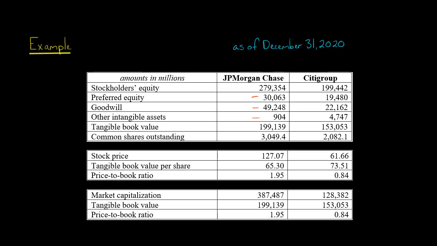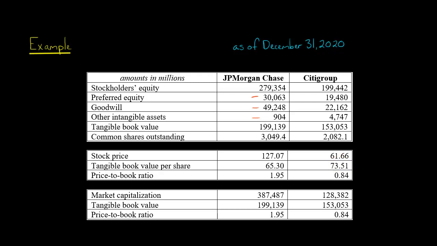Well, value investors are really looking for a low price-to-book ratio. That indicates that a company might be a bargain, particularly when the price-to-book ratio is less than 1. Why might that be the case? Well, let's think about it. The stock price as of this date for Citigroup, December 31st, 2020, is a little over $61 a share. So $61 to buy one share, but the tangible book value per share was over $73 per share.